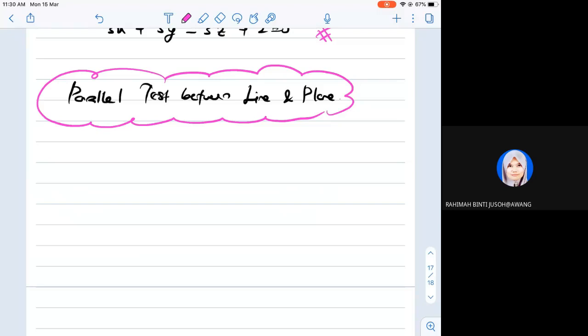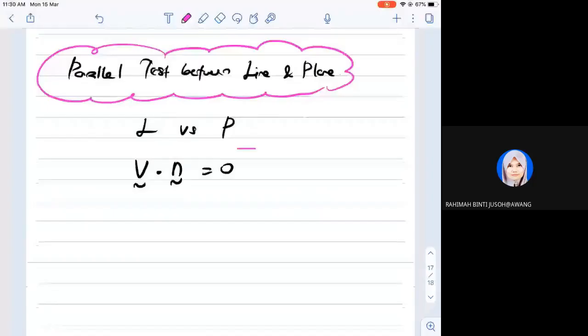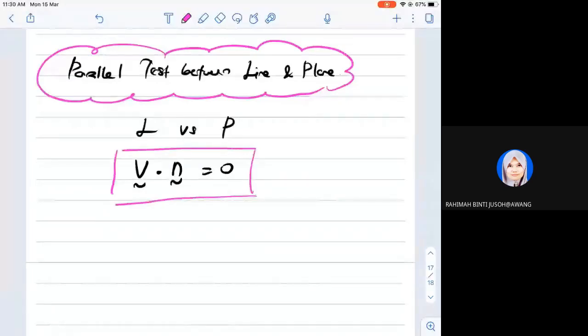Kita ada line. Line versus plane, L versus P. So kalau nak test whether the line and plane are parallel, kita kena ada formula V dot N, dia mesti sama dengan kosong. Baru dia dapat parallel antara line dengan plane tu. Tapi kalau dia tak sama dengan kosong, dia tak parallel lah. Okay, dia mesti sama dengan kosong baru dia parallel. Sebab ini adalah parallel test. So ini formula dia lah. V dot n must be equals to 0.